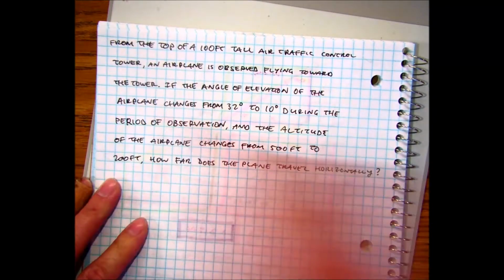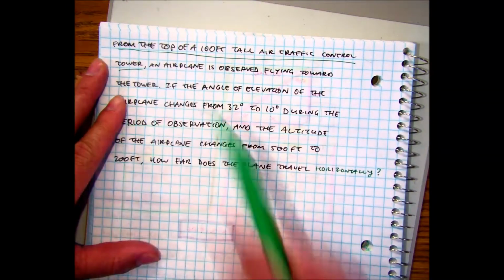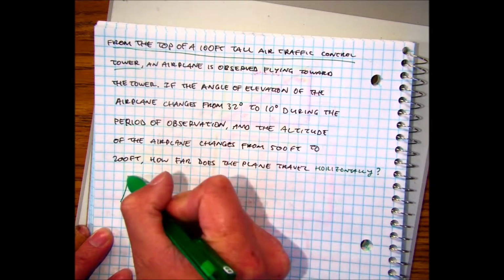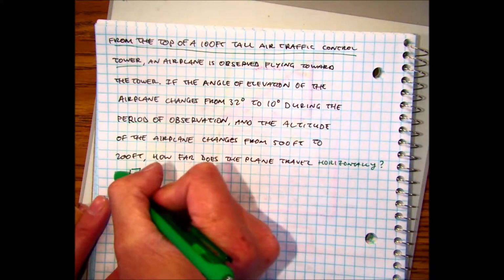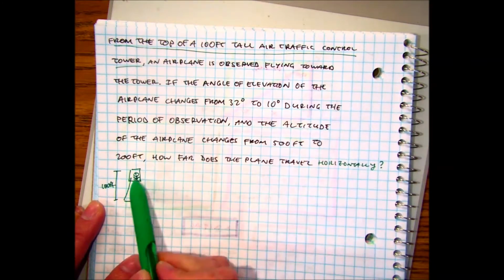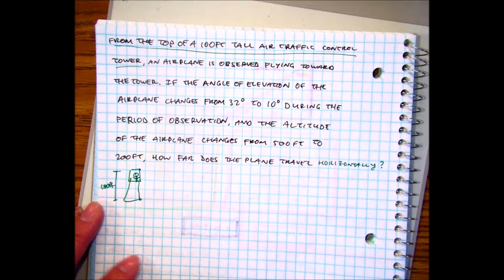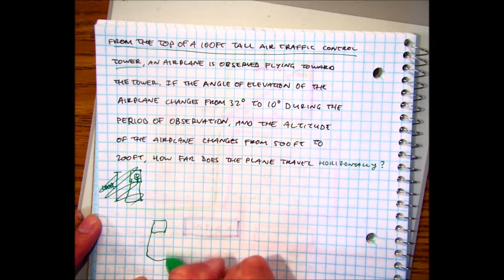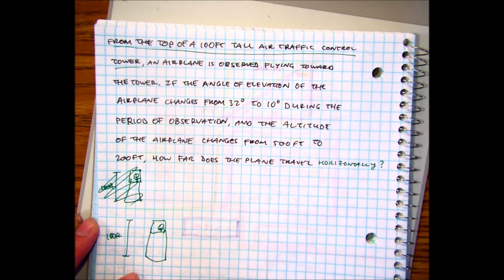Alright, from the top of a 100-foot tall air traffic control tower. So let's draw it. This is 100 feet. From the top of, so kind of like right there, an airplane is observed flying towards a tower. So this is 100 feet, and the person controlling it.